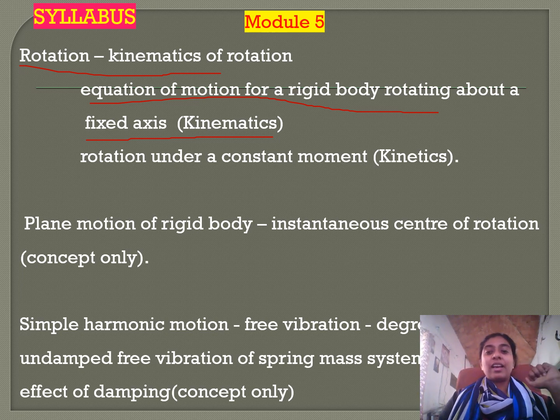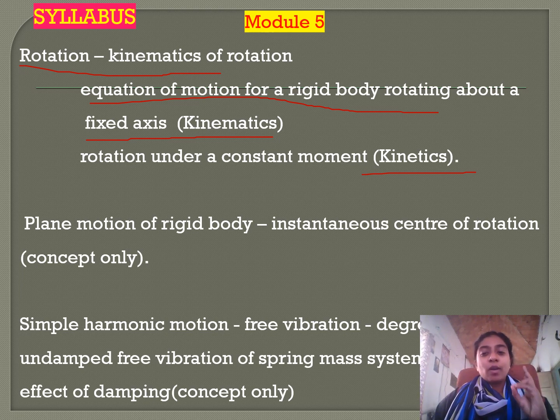Now, from this class, we are going to continue. We are going to study kinetics of rotational motion. We all know the difference between kinematics and kinetics. Kinematics means we are relating the geometrical properties. So we use the equations of motion to find the relationship between the angular displacement, since it is rotational motion, angular velocity and angular acceleration with respect to time.